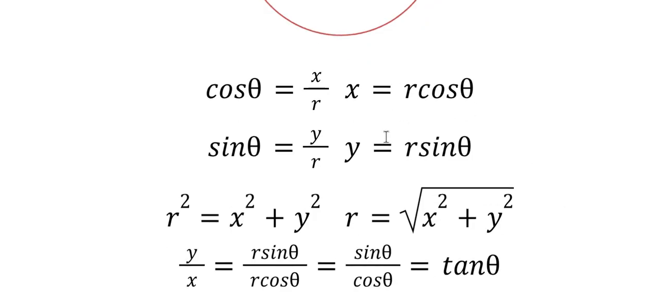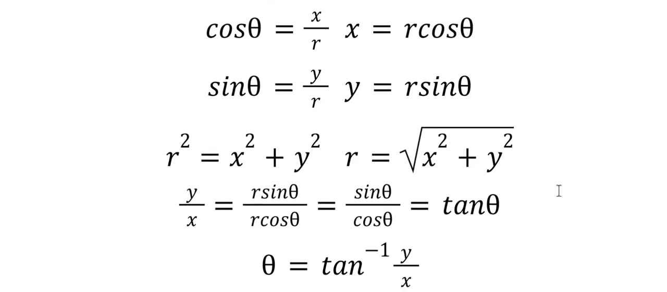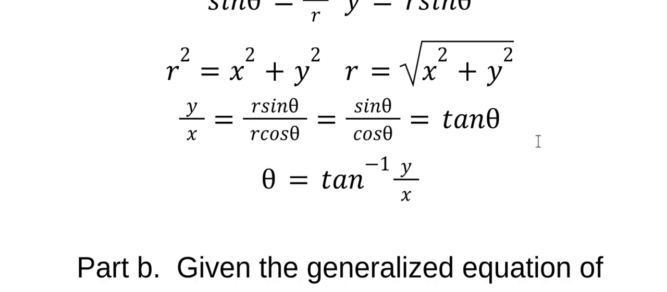Then if you just divide y by x, the r's cancel. You get sine theta over cosine theta, which is just tangent theta. Now you solve for theta and you get this. So we've got 1, 2, 3, 4 transform equations. That's what we wanted.